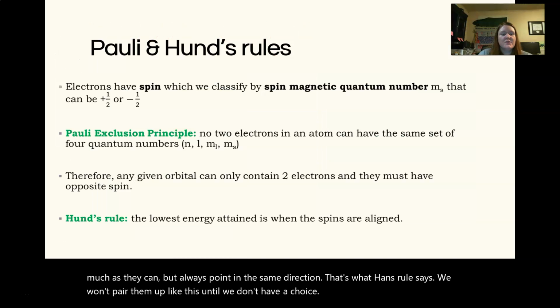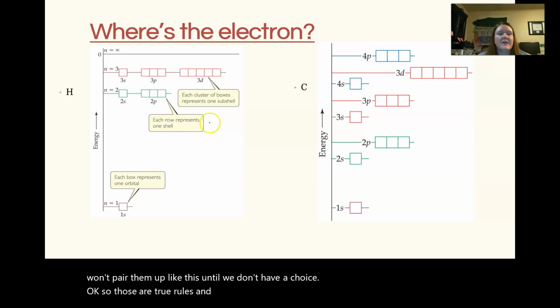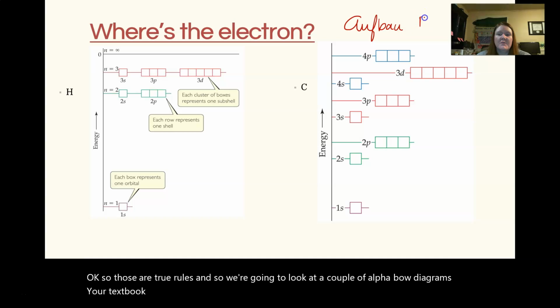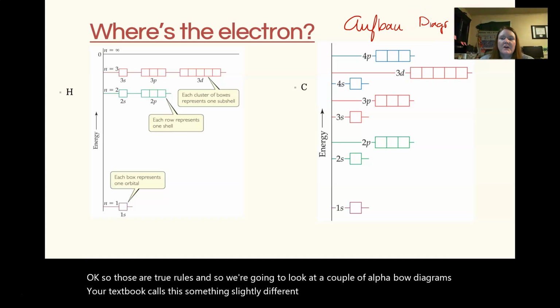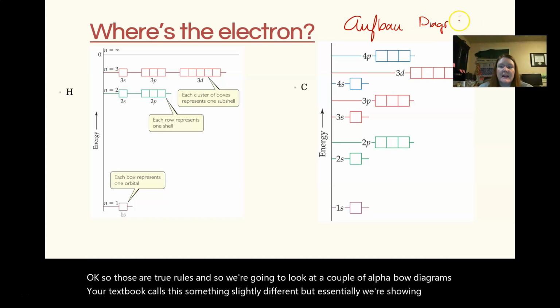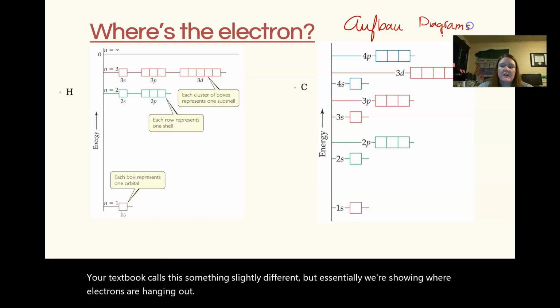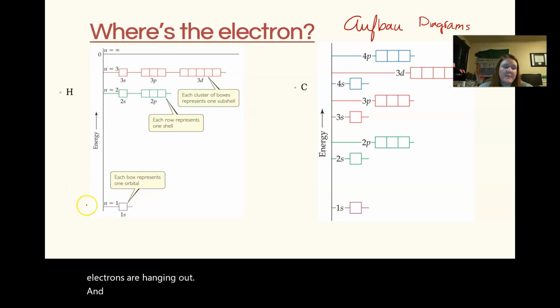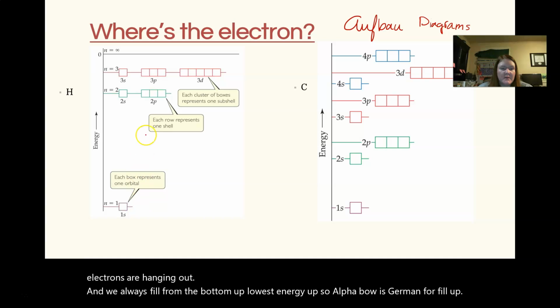Okay? So those are our 2 rules. And so we're going to look at a couple of Aufbau diagrams. Your textbook calls this something slightly different, but essentially we're showing where electrons are hanging out. And we always fill from the bottom up, lowest energy up. So Aufbau is German for fill up. We're going to start at the bottom and go up, right?